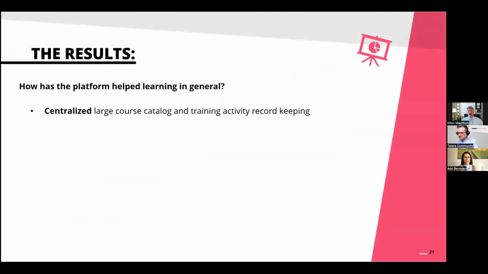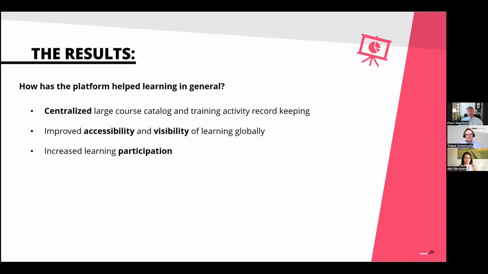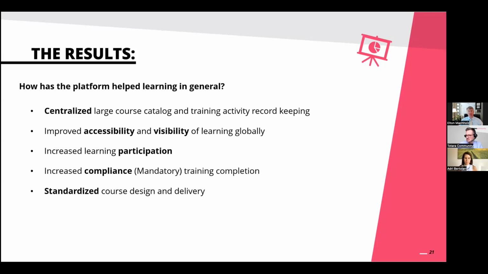So the results. How did we help out? Obviously, we centralized our training program, which was very decentralized. We had 43 different record-keeping systems, including pencil and paper, that were out there. The improvement to accessibility and visibility, I can't stress this enough, especially in a global organization. Learning participation metrics have gone way, way up, and compliance levels for mandatory training have increased significantly, as has our ability to report on those at a very precise level.